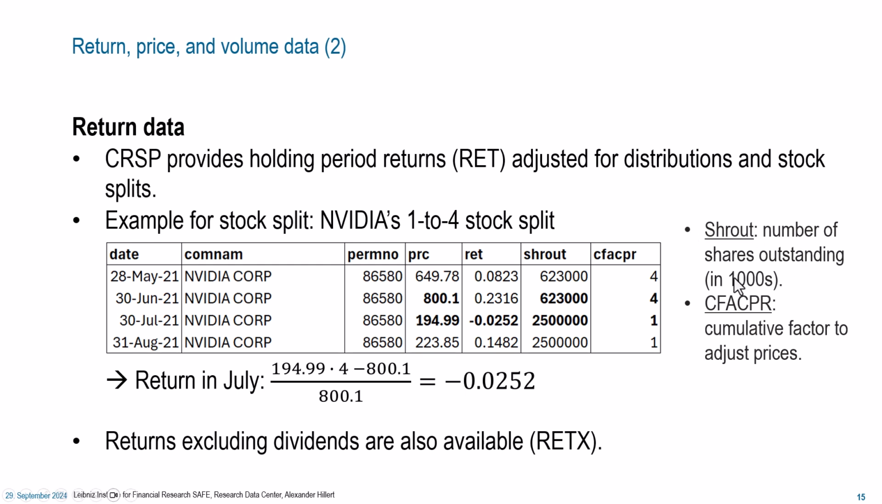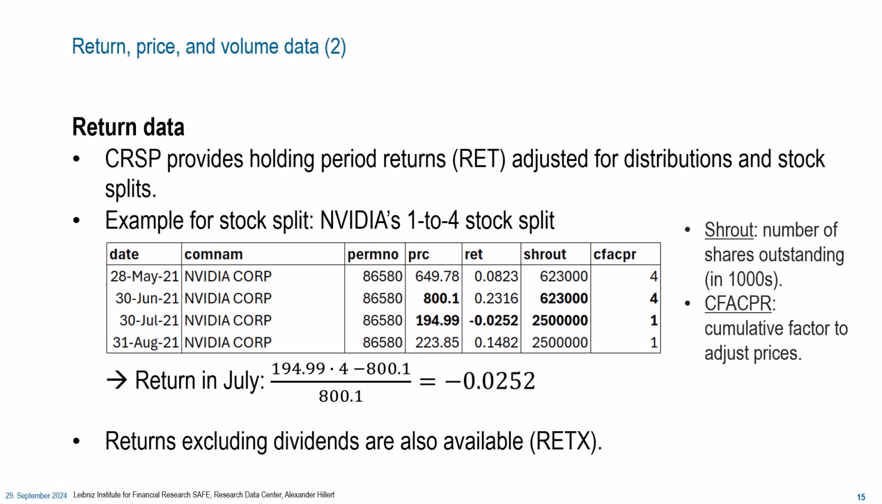And then you have another variable where you see it more directly. That's this CFACPR variable. That's a cumulative factor to adjust prices. And you see that we have a 4 here for the period before the split and a 1 for the period after the split. Now looking at this return column here, you see that CRSP did not record a return of minus 75%, which one could naively think these prices suggest, but instead it recorded a return of minus 2.52%.